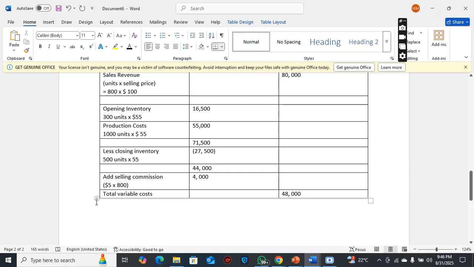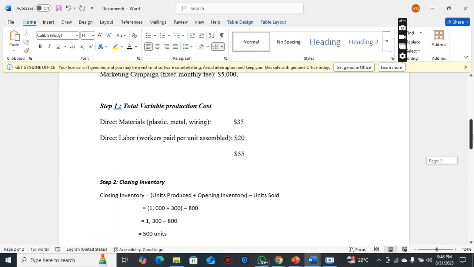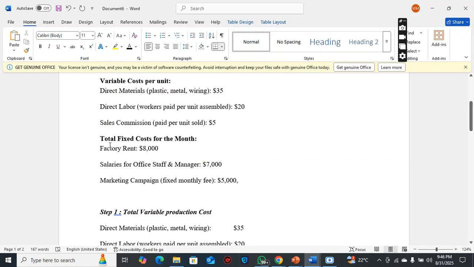And then we can just say contribution. Now, contribution is sales revenue, 80,000, minus your variable costs, 48,000. So 80,000 minus 48,000 is 32,000. That is our contribution. Once you have found your contribution, you deduct these fixed costs here.